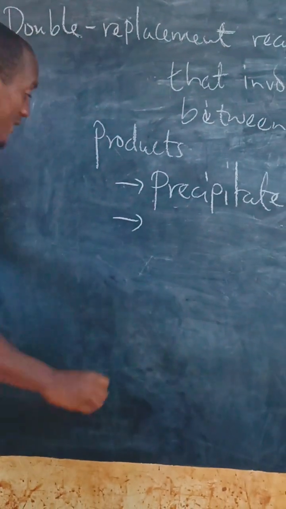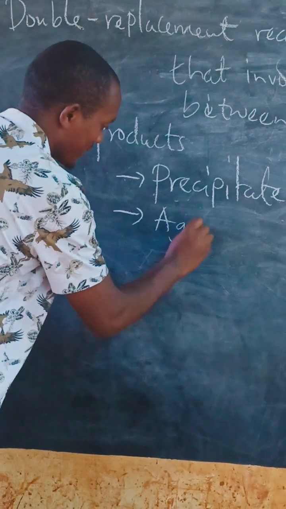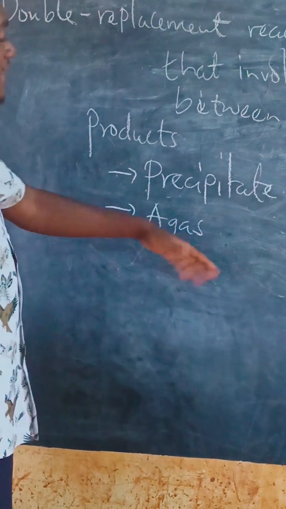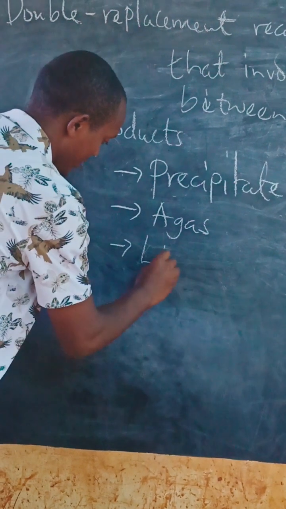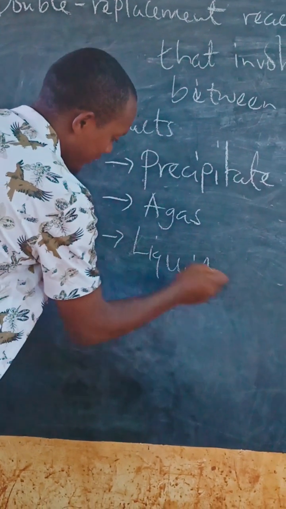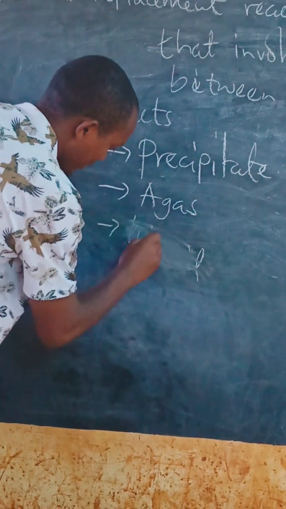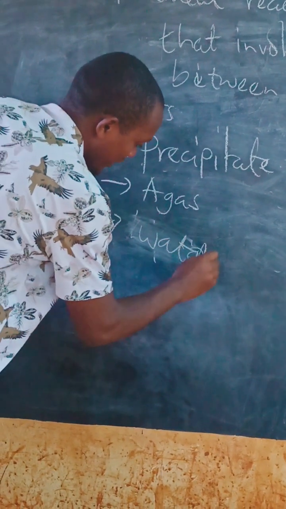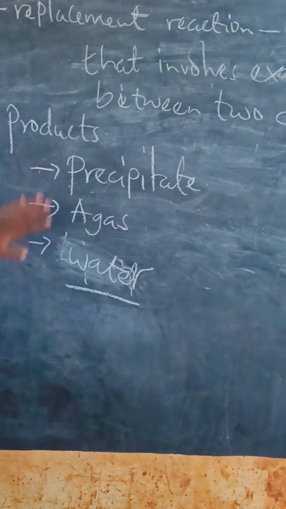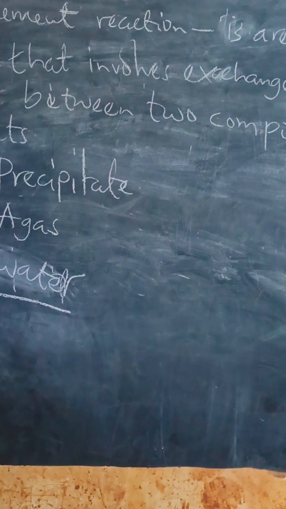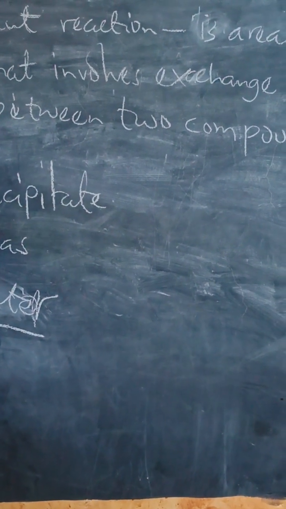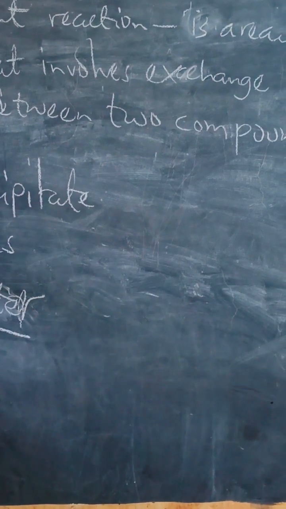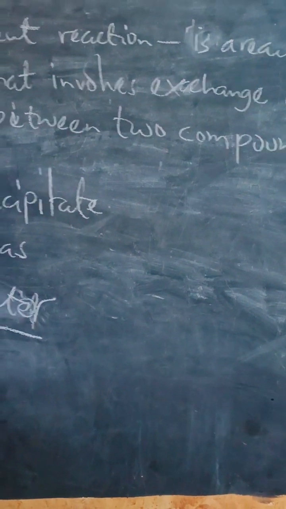Number two, we have a gas. A gas is produced in this type of double replacement reaction. And finally, we have a liquid or water. We have water being produced. If water is being produced, that is a double replacement. This is the characteristic of this type of reaction. The products formed are a precipitate, a gas, or water. I'm going to write examples.